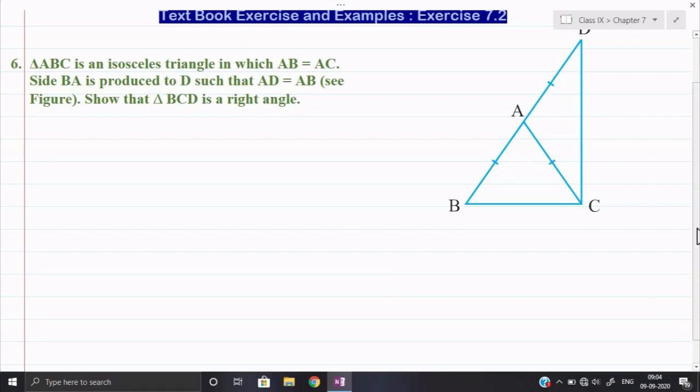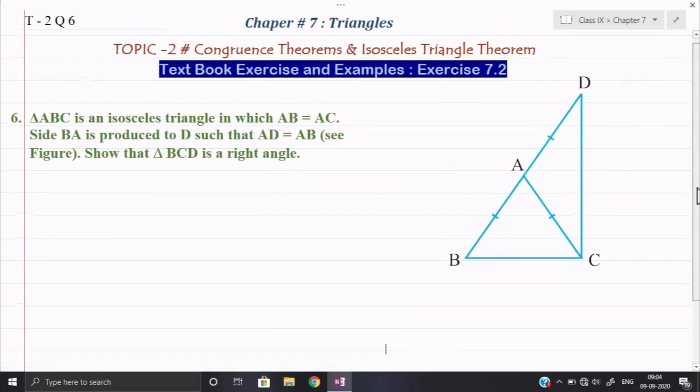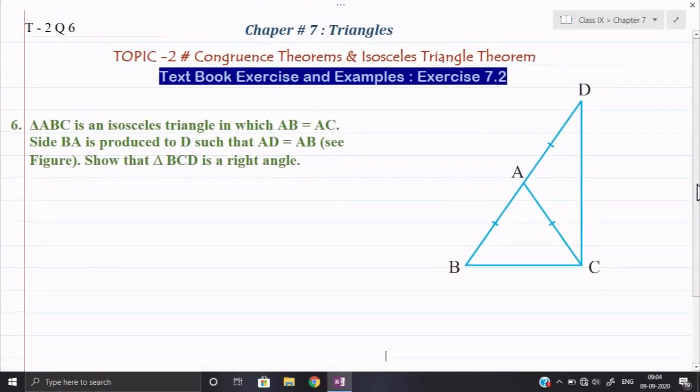Now we are starting from question number 6 of exercise 7.2. We are solving the questions of chapter number 7, triangle, as you know. Before the examination, we had finished till question number 5. I will provide you the link of the last 2 to 3 sessions also, so you can see it once again if you want, and you can connect with the current topic.